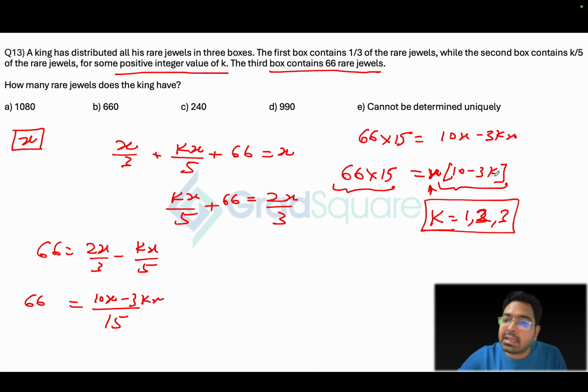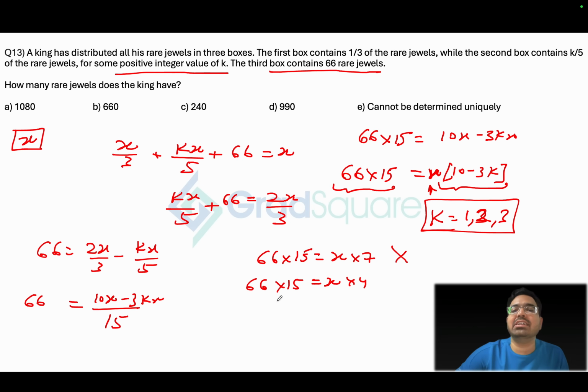Now, if you take k equals 1, then what equation do I get? 66 into 15 equals x times 7. Now that will not give me x as an integer, correct? So this is rejected. Take k as 2, then what will I get? I'll get x times 4 equals 66 times 15. Your left hand side does not have a 4 in it. It has only got 1, 2 in it, and hence again x will not be an integer.